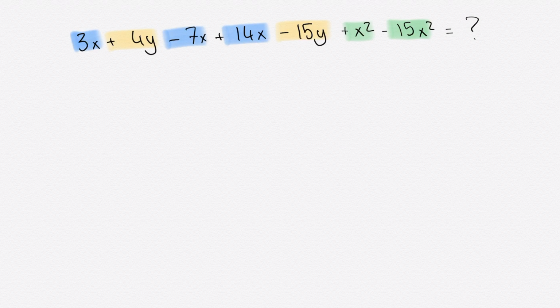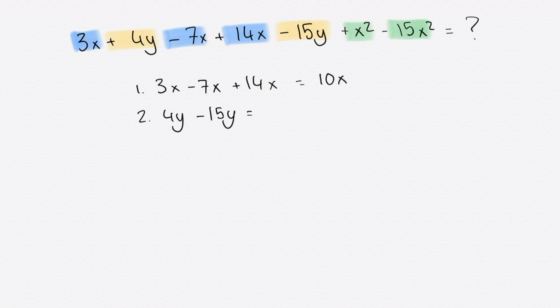So let's start off with the x's and combine them. So we have 3x minus 7x plus 14x. So we know minus 7x plus 14x is just 7x. So 3x plus 7x is equal to 10x. Then for the second part will be 4y minus 15y, which we know is minus 11y.